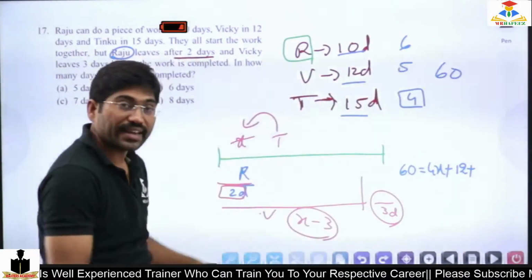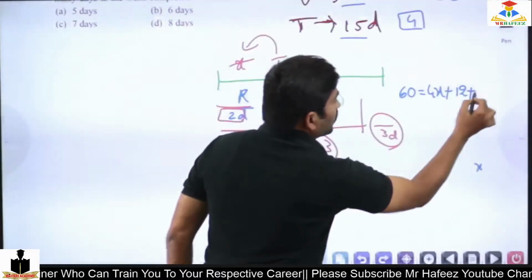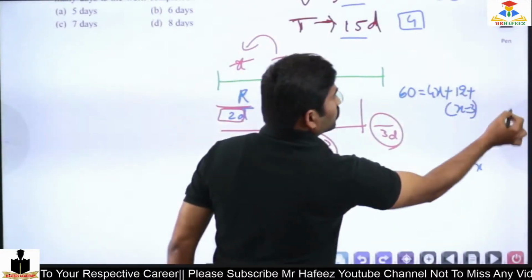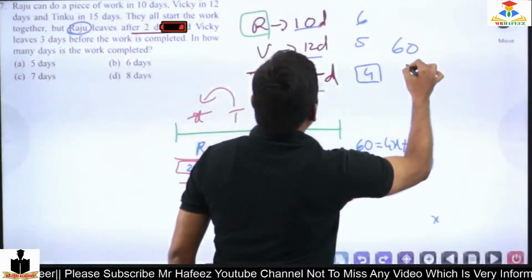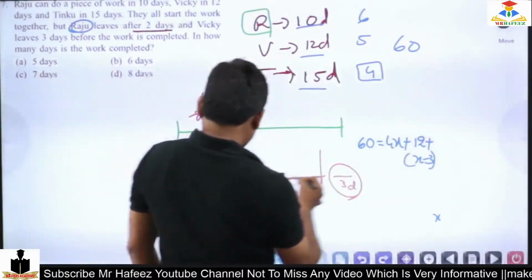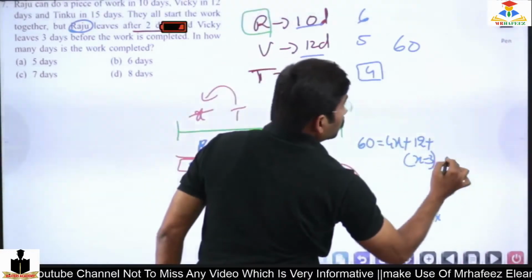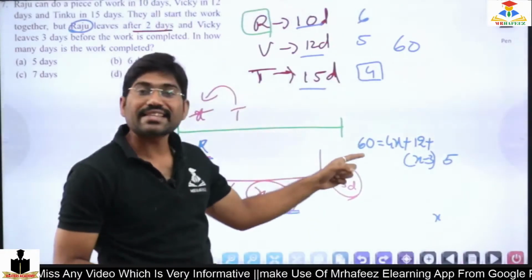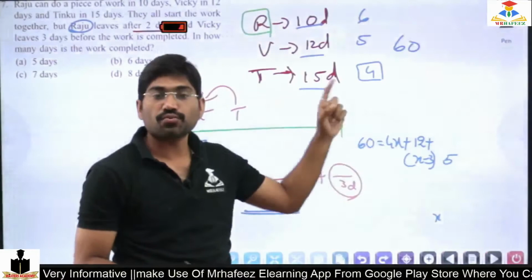But for how many days? X minus 3 days. So x minus 3 into 5 for Vicky. So if you understood the step: 60 equals 4x plus 12 plus x minus 3 into 5.